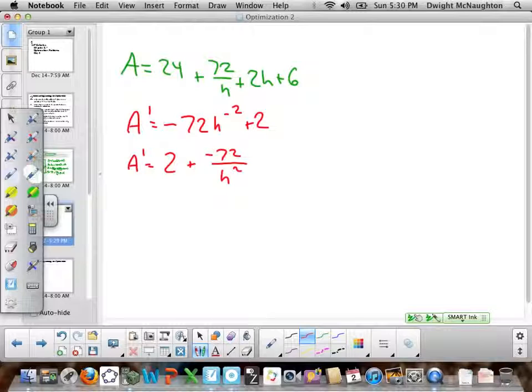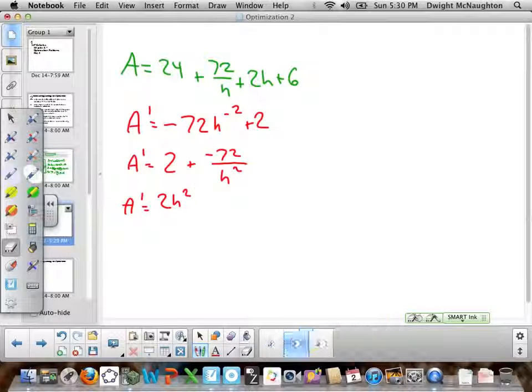Forgot to decide the domain. Again, we're talking area, so it needs to be larger than 0. It can't be any too big, so it'd probably be less than 24 because that was the area of the printed area anyway. So we'll set this equal to 0. I'm going to get a common denominator. So A prime is 2H squared minus 72 over H squared.